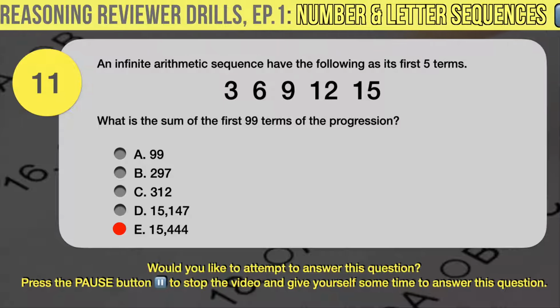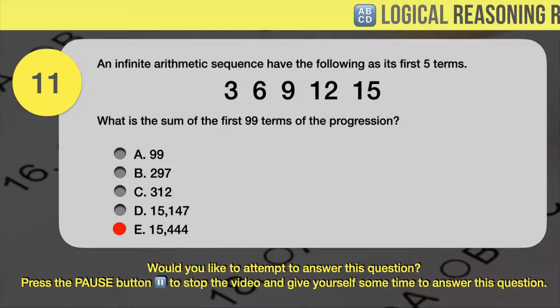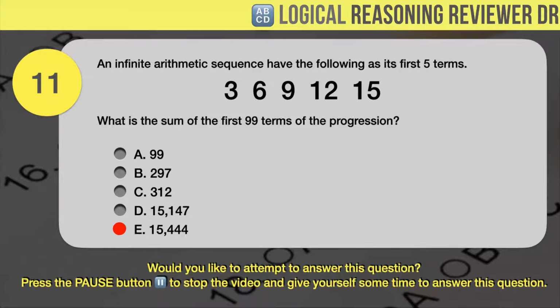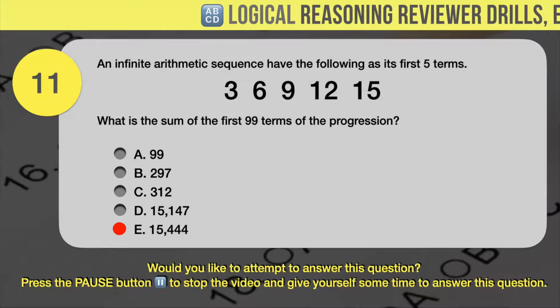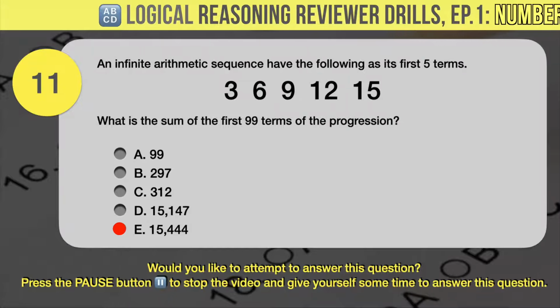15,444. Deja vu? Yes, the same arithmetic sequence from drill question number 1 is again making another appearance. If you still recall, it made its first reappearance in drill question number 4, wherein we were asked to find the 99th term of the arithmetic sequence. This time around we are asked to find the sum of the first 99 terms of the arithmetic progression.